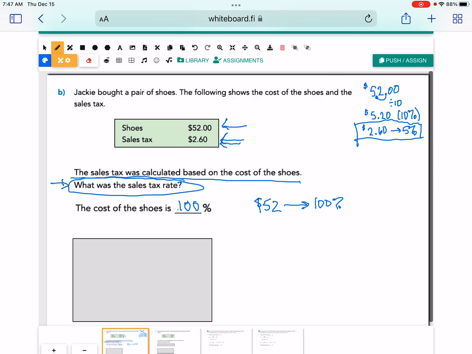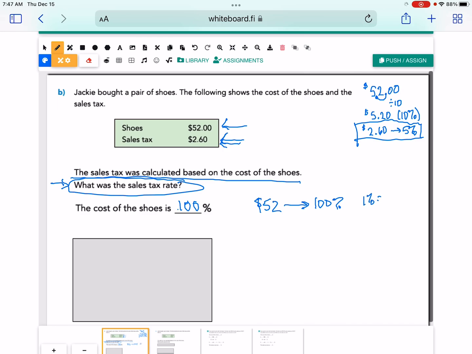You're not always given these lovely numbers that are easy to figure out like this one was. Most of the time you're given things that are just a little bit hairier. And so you need to have some strategies to figure it out when you can't easily figure it out by mental math. So let's go through those right now. We said that $52 was 100%.